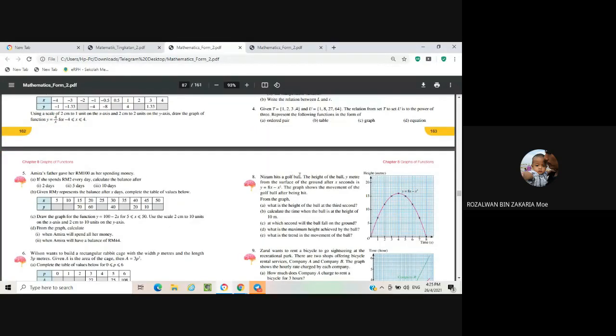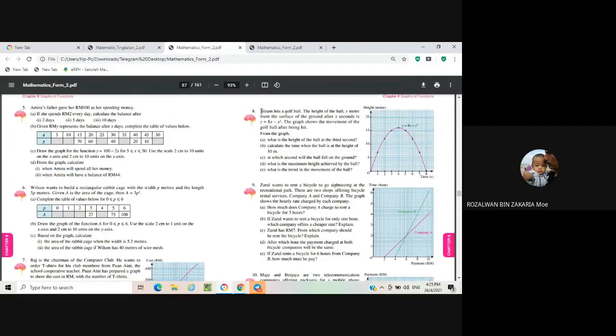Just now I want you to do this question. Question number 8. Can you see this one? Question number 8 here. One question only. Do it now in your math exercise 2. All of you can do this one. So what to do? You have to copy this question and the graph here. No need to use graph paper. Just draw the graph in your math exercise.